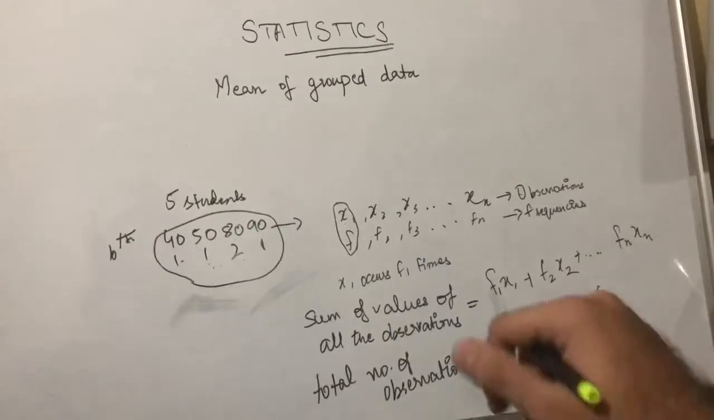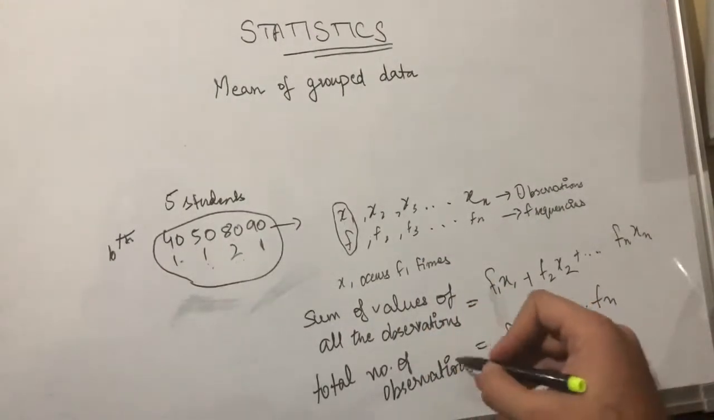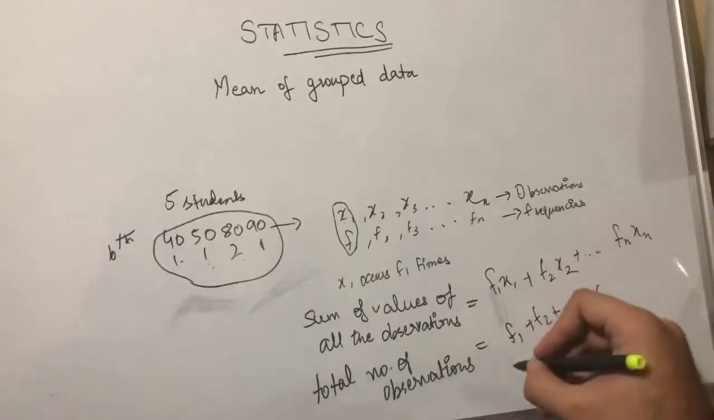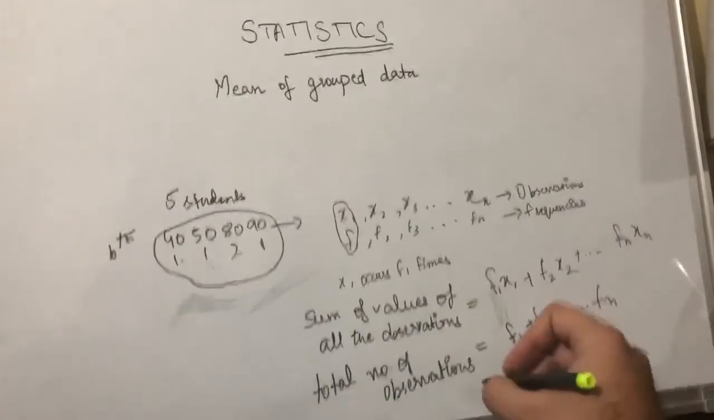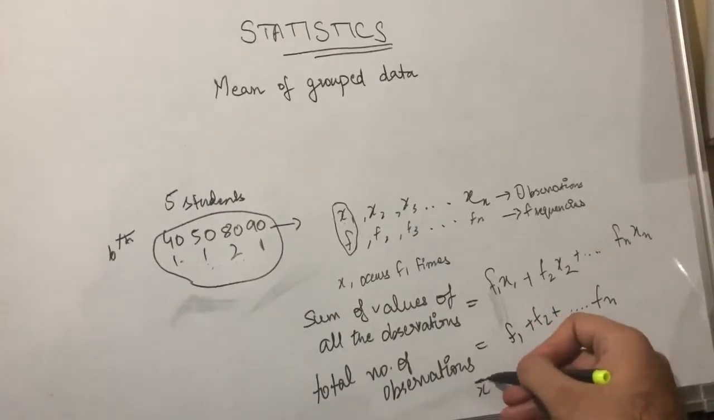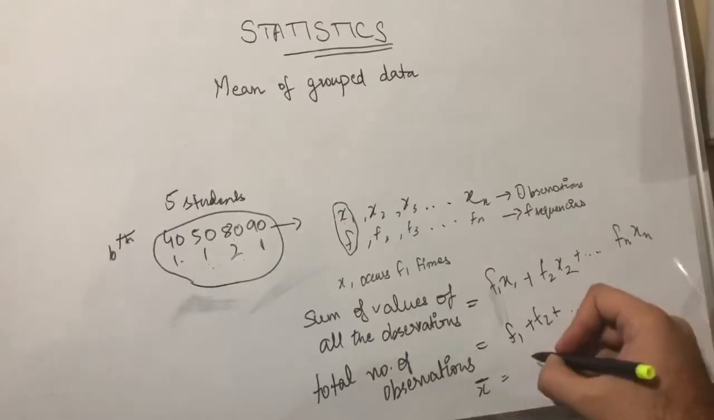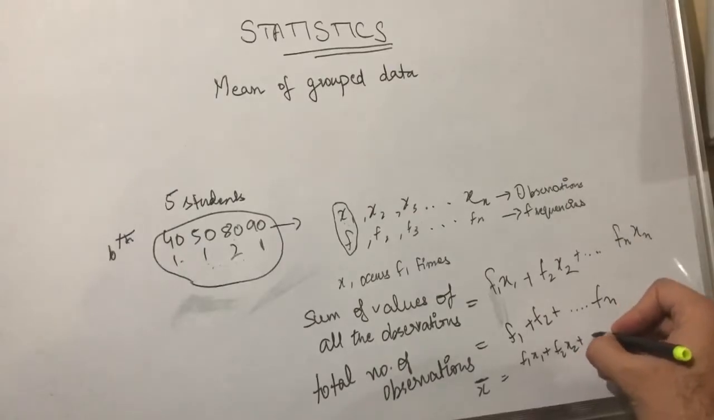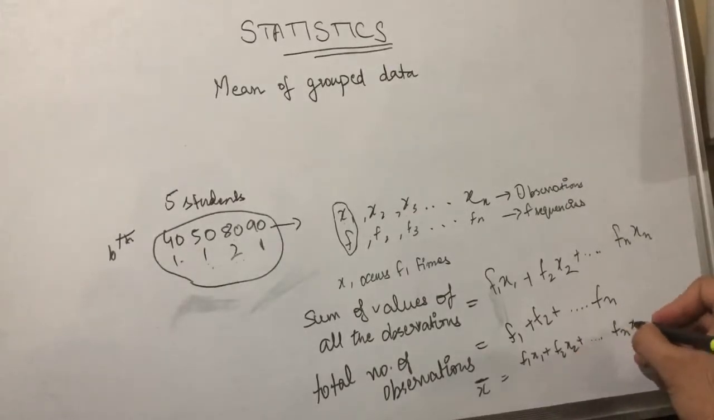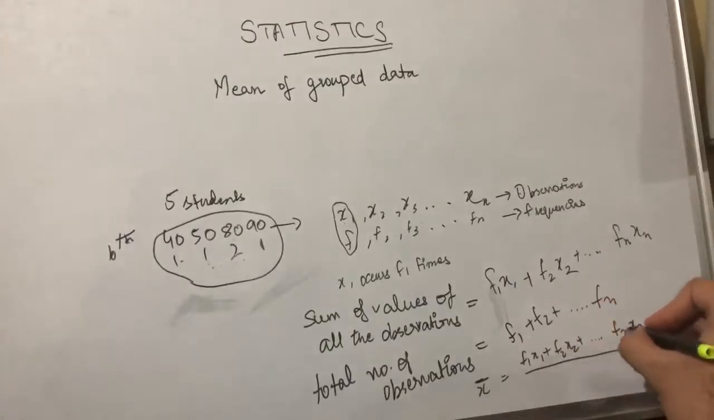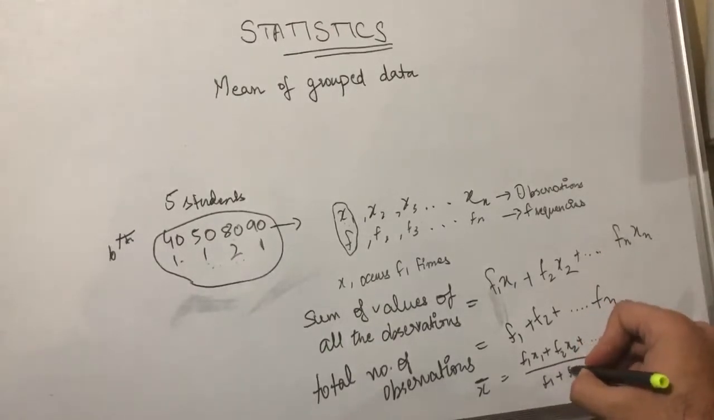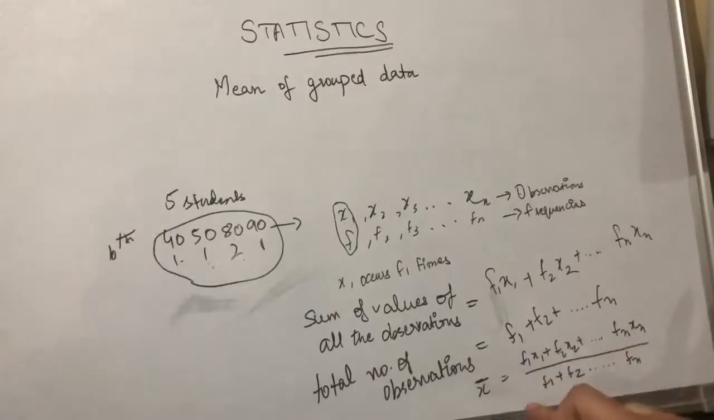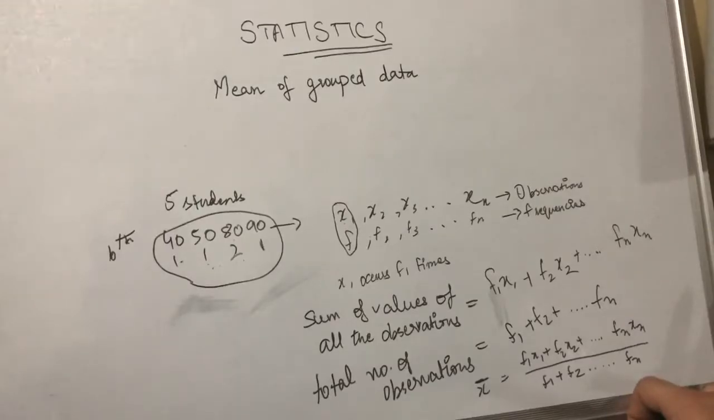Alright, so now what would be the mean then? So like I said, this value divided by this value. So let's denote mean with x bar. This would be f1 x1 plus f2 x2 plus whatever values we have, however many values we have, divided by the number of frequencies, f1 plus f2 until fn. So this would be your formula for mean.